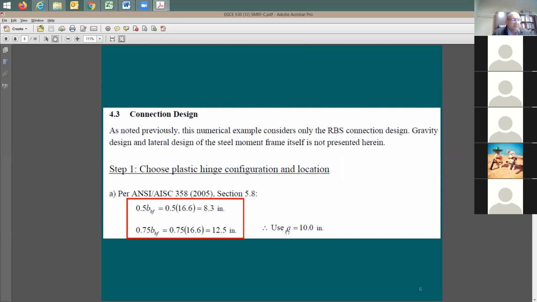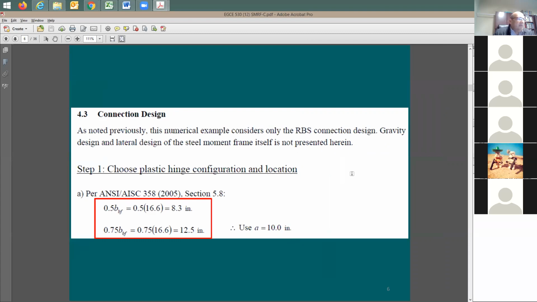Now, do you think it's better to go to 12 inches or 9 inches? Which value would you pick? 9 inches. I'm going to go to 9 inches. I'd like to reduce A as much as possible, get the two plastic hinges away from each other, reuse the plastic, the mechanism shear, if you like to call it this way, the VPR.